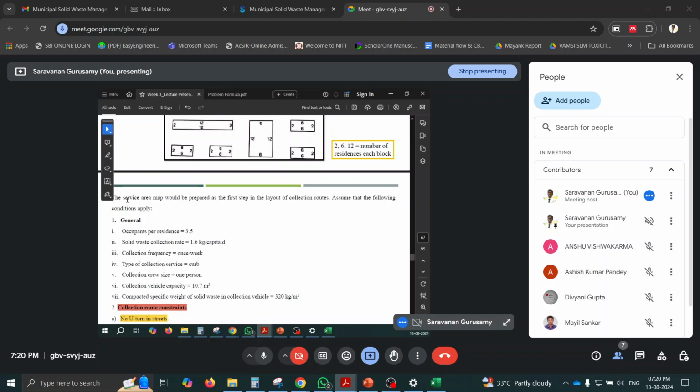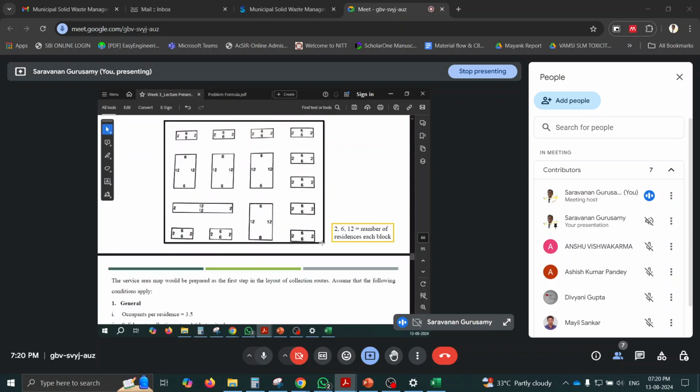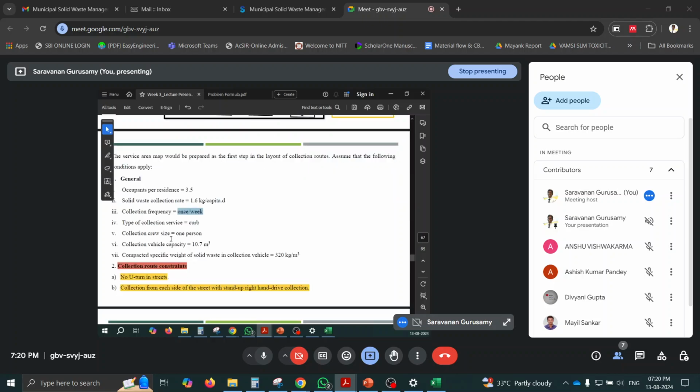The question is, the service area map would be prepared as the first step in the layout of the collection route. Assume the following conditions apply. Each residence will have 3 people. Each person generates 1.6 kg per capita, and collection is once a week, so once in 7 days they collect from each household. And the type of collection service is curb collection only. So people have to dispose at the curb, or it will be door-to-door collection.